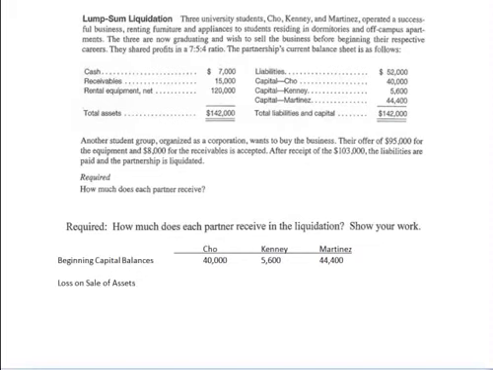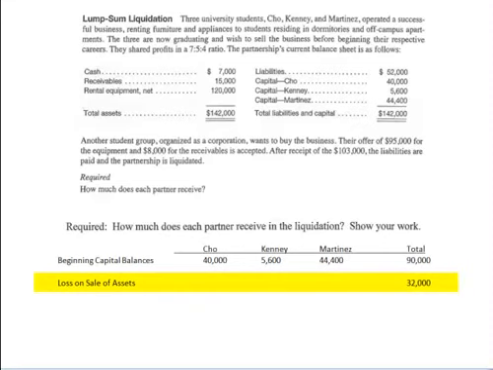So again, in this chapter, you're going to want to use columns. I set up a column for each of the three partners and put in their beginning capital balance as given in the problem. Now I need to allocate the loss. So there's a loss of $7,000 on the receivables and a loss of $25,000 on the equipment. So let's just add those together. 25 and 7 would be 32. So I'm going to allocate a $32,000 loss.